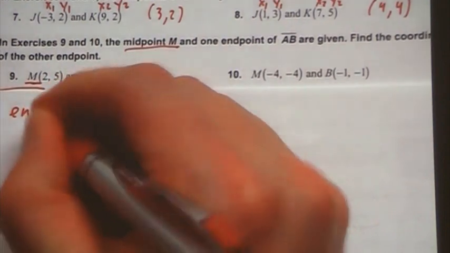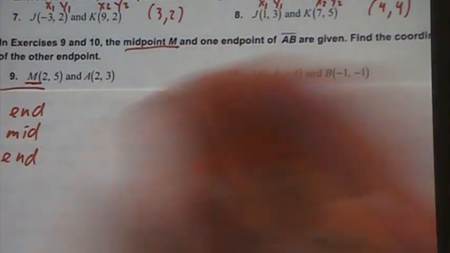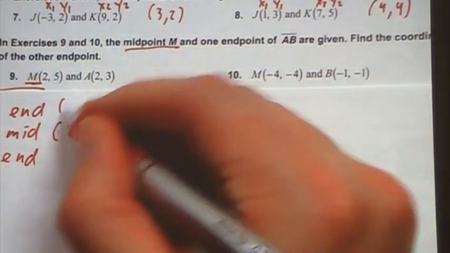So it says M is the midpoint, so there's your midpoint. That's kind of easy to remember. M is midpoint, okay? And you're going to use a pattern. End, middle, end. And we're going to write in what we know. Well, we know our midpoint is 2, 5. And we know one of our endpoints is 2, 3.